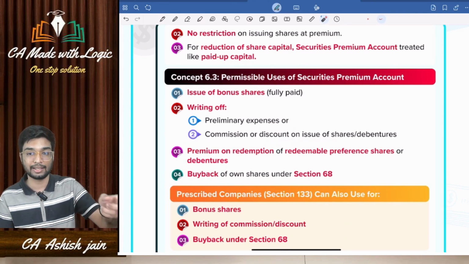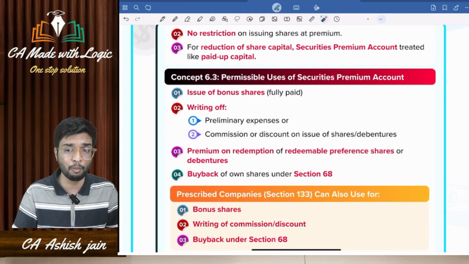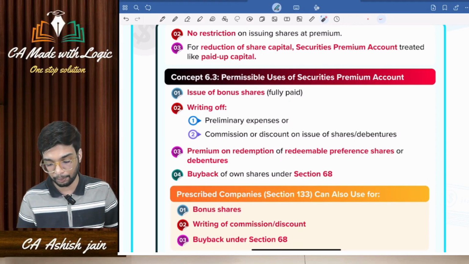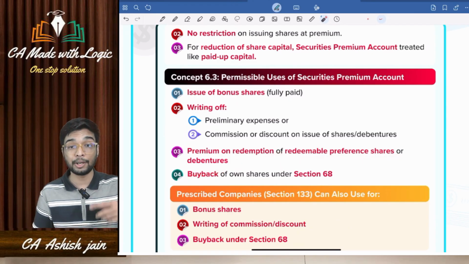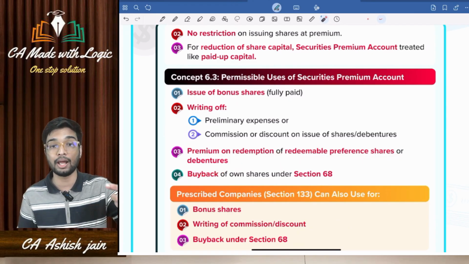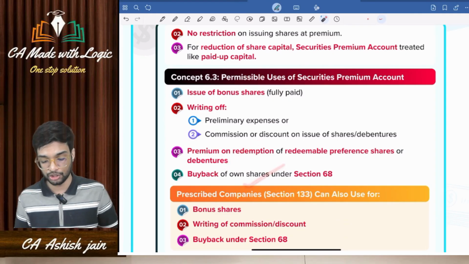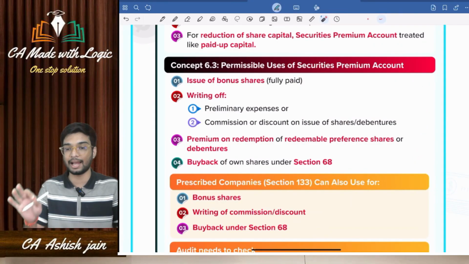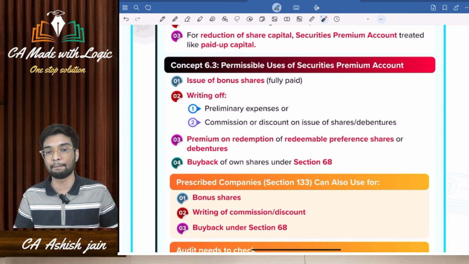Discount on issue of shares can be done in case of sweat equity shares, and there are two more exceptions to the point we will be discussing, nothing to worry. Then comes premium on redemption of redeemable preference shares and debentures, whatever premium you have to pay on them. Then buyback of own shares. Under these four circumstances, you can utilize the securities premium balances.